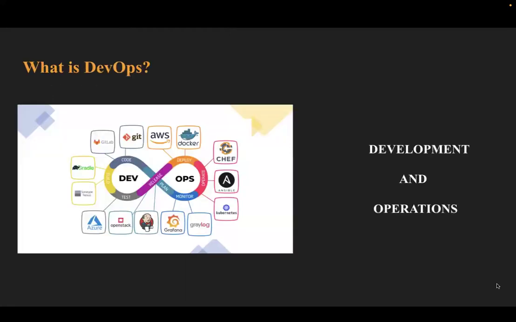Now, what is DevOps? DevOps is a combination of development and operations. Development does not mean your application development. In DevOps, development means you are going to develop some scripts, some Python scripts or Terraform scripts, whatever Groovy scripts, to automate your regular activities, regular tasks. That is the development that we are going to do as part of DevOps.